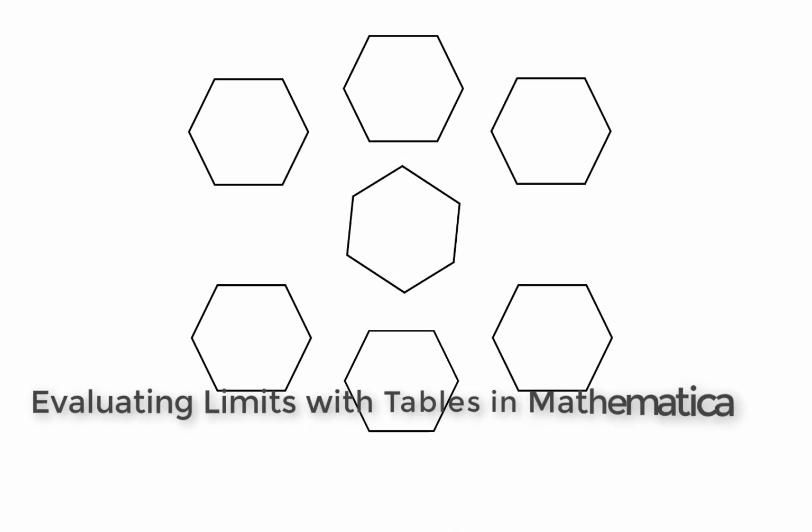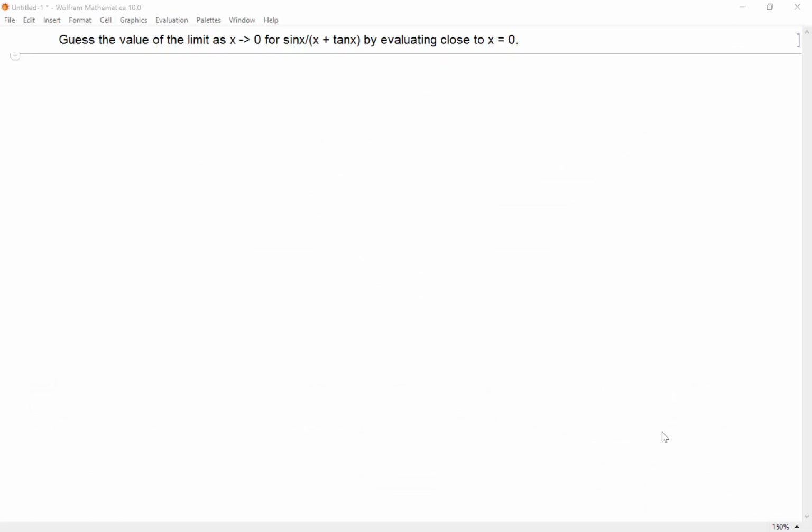I'll show you how to evaluate a limit in Mathematica the old-fashioned way, by looking at x values. In this case, we're getting close to zero. Let's take x values closer and closer to zero, and notice the trend of this function to get an estimation of what our limit would be. They ask us to do that by evaluating values close to x equals zero.